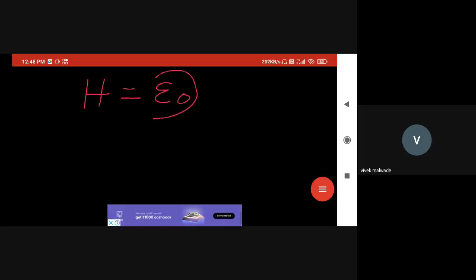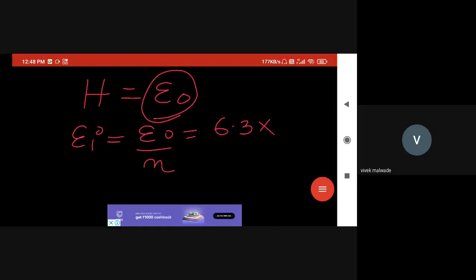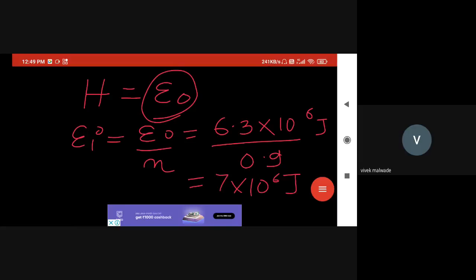Now this output energy is in the form of joules. In the same way, we have to calculate the input energy in joules itself. Input energy is output energy upon efficiency. The output energy we have got is 6.3 into 10 raised to 6 joules, and the efficiency is 90%, which is 0.9. So after calculating, we get the input energy as 7 into 10 raised to 6 joules.